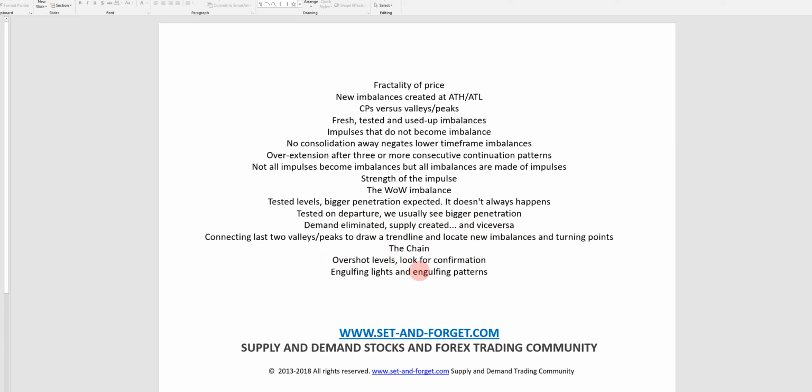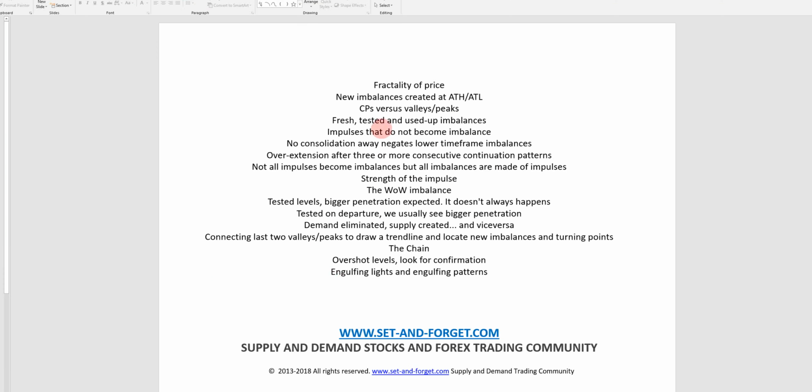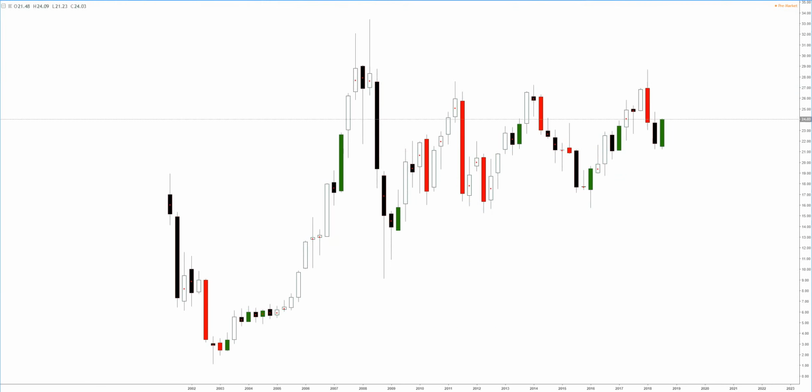And having said that, we're going to load a chart. I'm cropping the video, so you're not going to see which asset it is or which time frame it is, because it doesn't really matter. It is the first point of this video, fractality of price. Whatever happens on one time frame can happen on lower time frames.